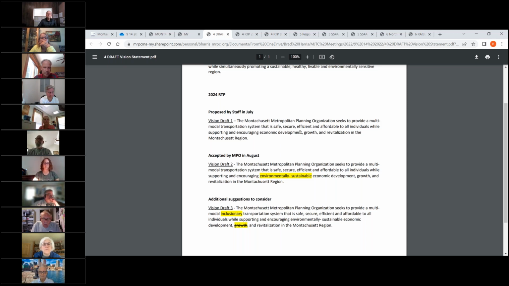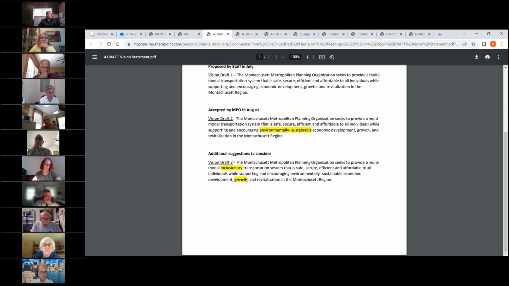And in August, the MPO discussed what we came forward with, draft vision number 2, which reads as follows. The Montachusett Metropolitan Planning Organization seeks to provide a multimodal transportation system that is safe, secure, efficient, and affordable to all individuals while supporting and encouraging environmentally sustainable economic development, growth, and revitalization of the Montachusett region.